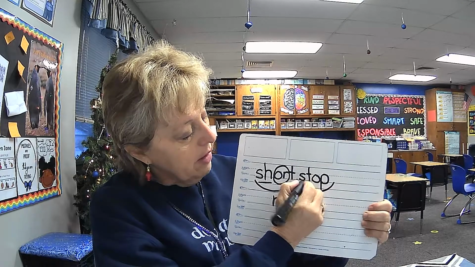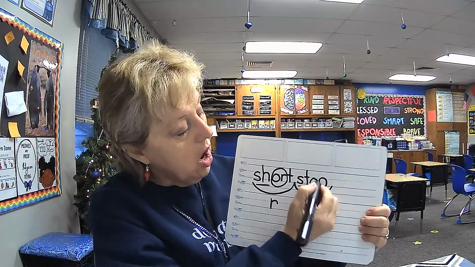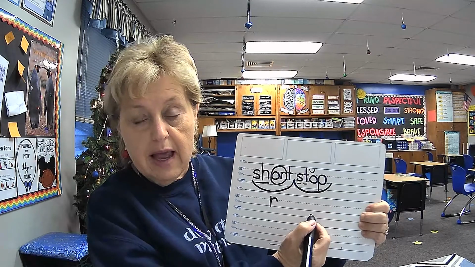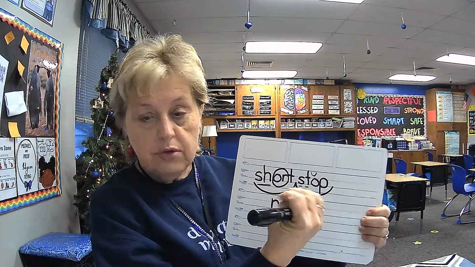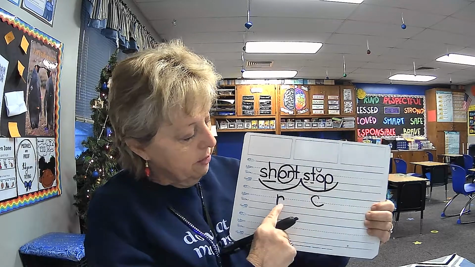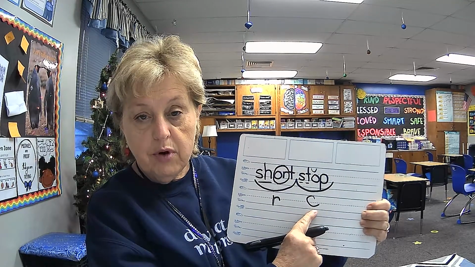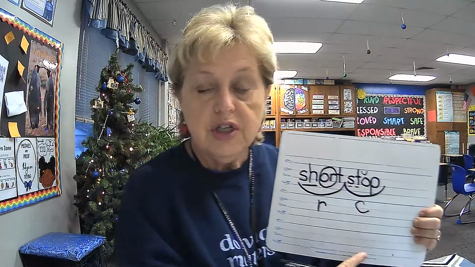Stop, you have a blend, S-T, short vowel. So you put a breve above it, and it is closed. So here we have R control and closed in the same word. Show your teacher your work.